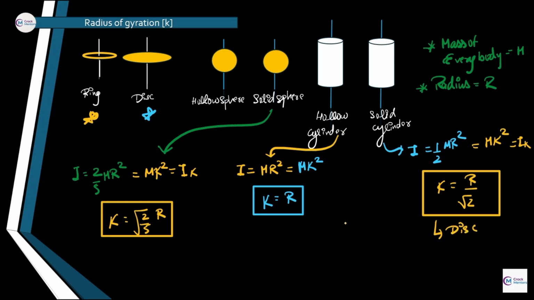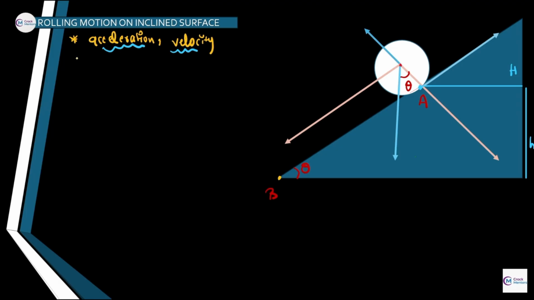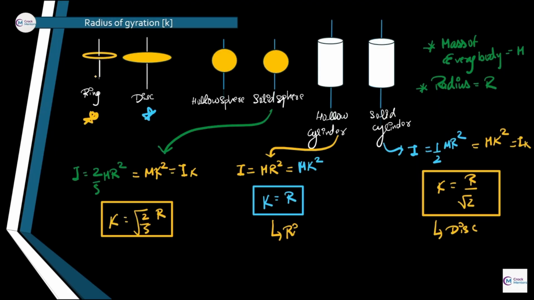And I'm repeating one more thing: the I, which is the general moment of inertia, we use to find the radius of gyration as well. Now we have understood each and every concept which should be known for the rolling motion part, for rolling motion on an inclined plane, and for the acceleration part as well. Now how do we determine the acceleration for this? It is very simple.